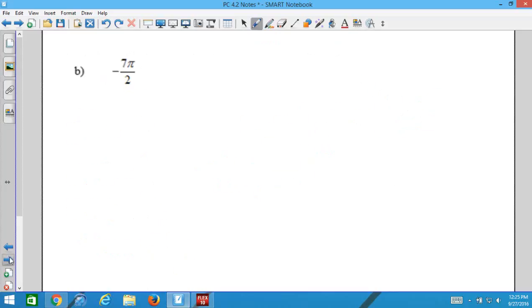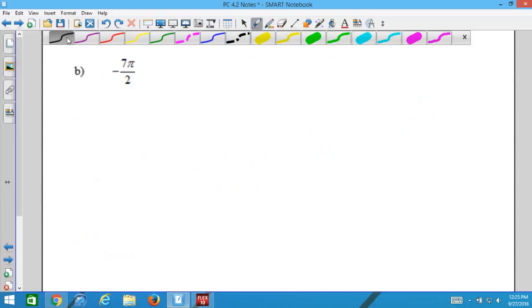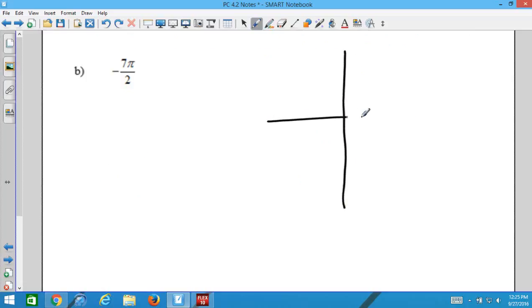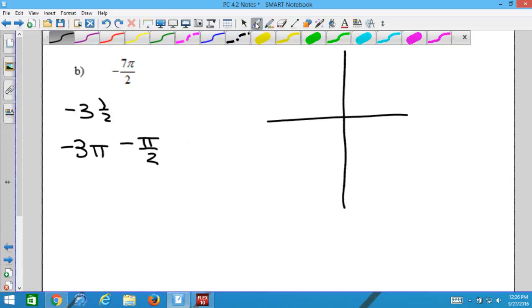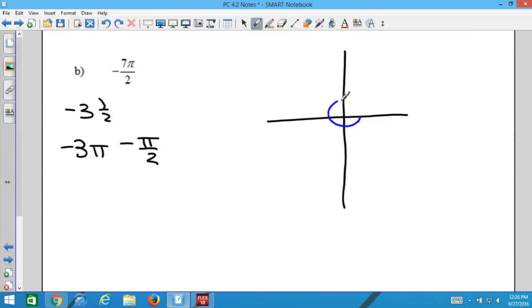This one's negative 7 pi over 2. This one here would be a good one to pay attention to. Is this the quadrantal? Negative 7 over 2 is like negative 3.5. So it'd be like negative 3 pi and another negative pi over 2. They're both negative. We go around a full time and then another half. I'm going negative, so I'm going to go this direction. This is 2 pi. Then I'm going to go 3 pi. Then I'm going to go pi over 2. Oops. So again, I'll do that again.